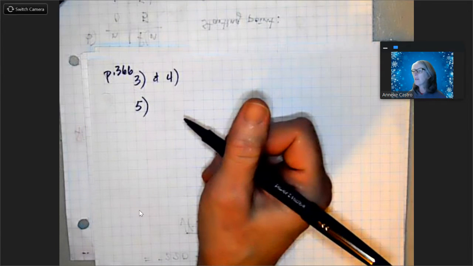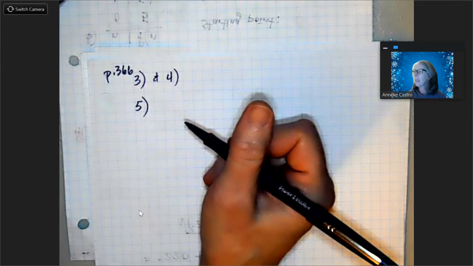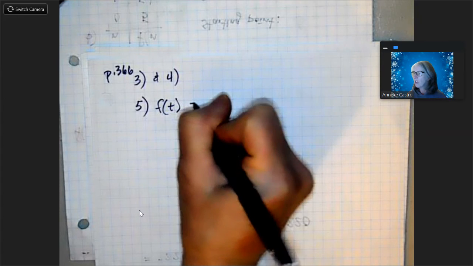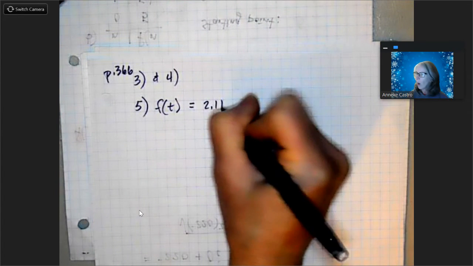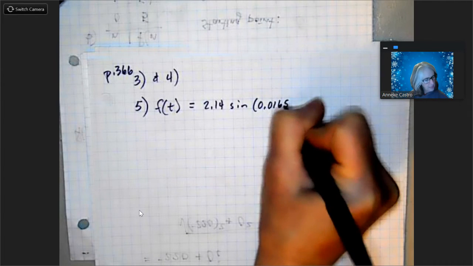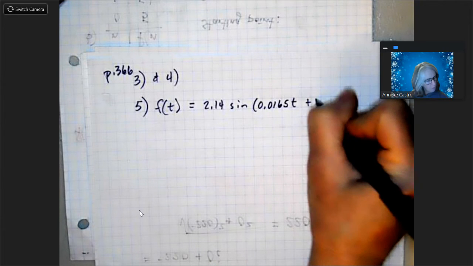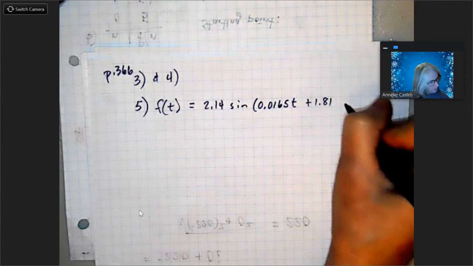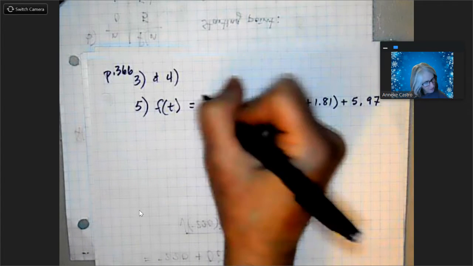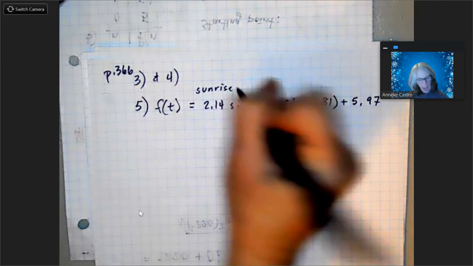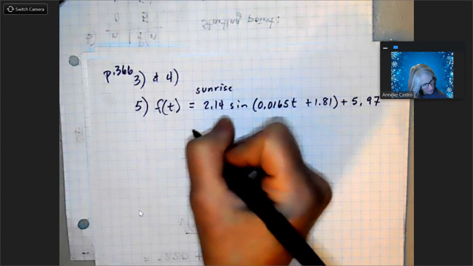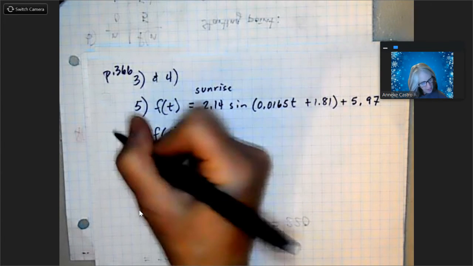Okay, it is given that the times of sunrise in London in hours after midnight can be modeled by the function f of t, okay, time, is equal to 2.14 sine of 0.0165 t plus 1.81, close parentheses, plus 5.97. Okay, and this is sunrise. And in a similar way, it says sunset, so f of t for sunset.